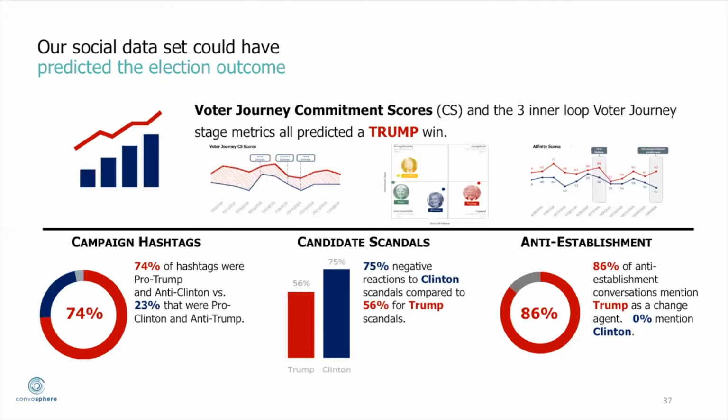And given the nature of the highest profile Trump scandals, we were very surprised to discover that Clinton's scandals received the more negative reaction, 75% of the time, 20 percentage points higher than Trump's. Lastly, the anti-establishment message was an important theme in this election, and Trump dominated by capturing 86% of all conversation related to candidates as a change agent.